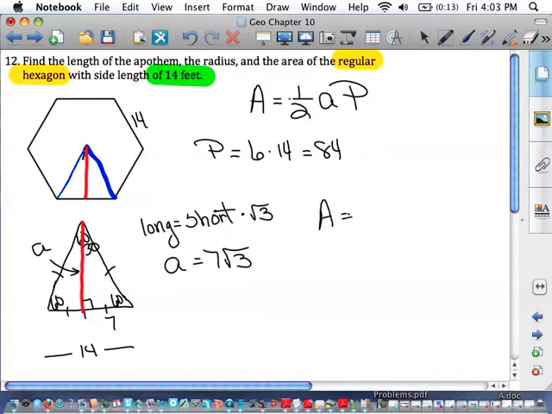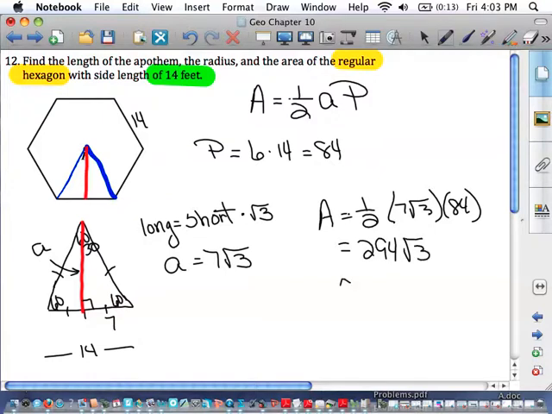The area is equal to 1/2 the apothem, 7 square root of 3, times the perimeter, 84. You can leave that in simplest radical form if you would like, which would be 294 square root of 3, or give me the decimal approximation of about 509.22 feet squared.